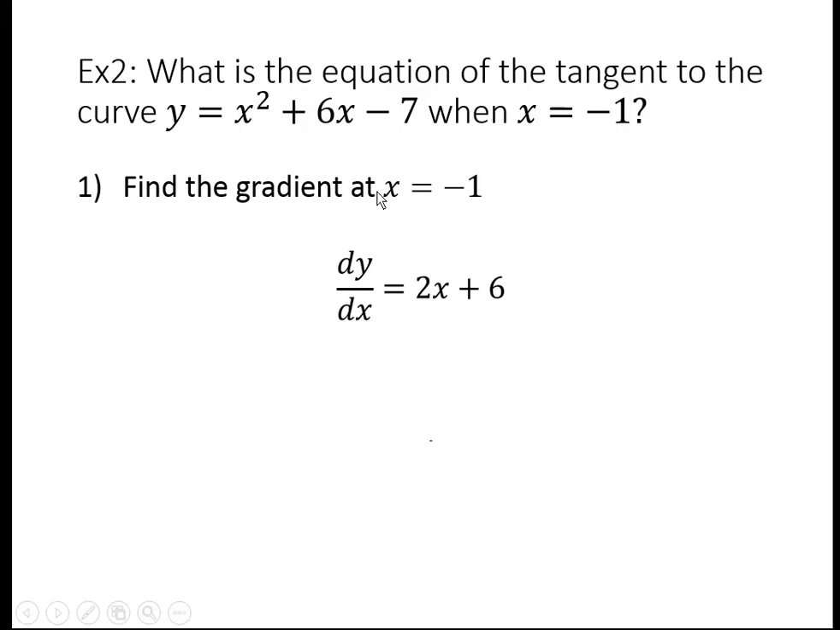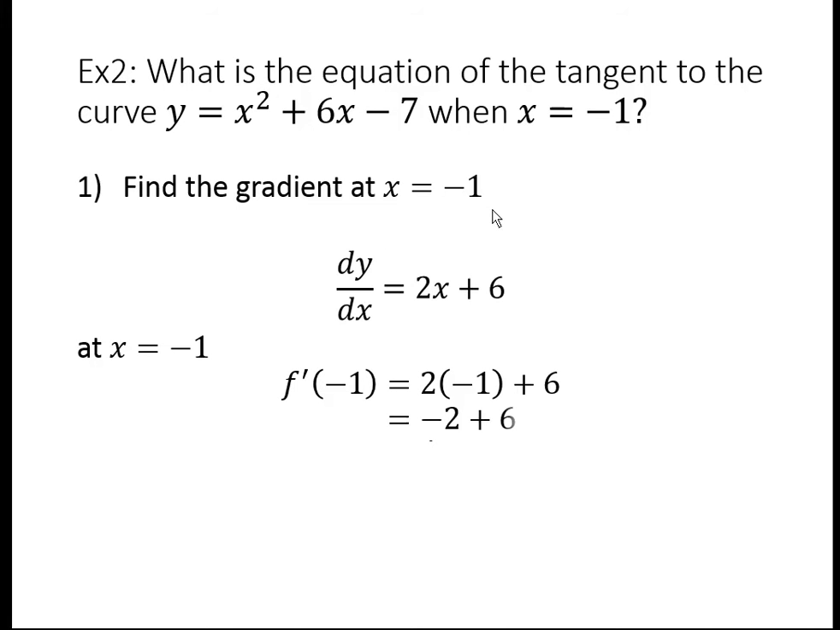The derivative is 0. So my derivative is 2x plus 6, but I don't care about what the derivative is in general. I just care at the point negative 1. So if I now plug in negative 1 for x, the derivative at negative 1, well, that's negative 2 plus 6, or 4. Okay, so the derivative is 4 at the point negative 1, meaning the gradient of the tangent at negative 1 is 4.